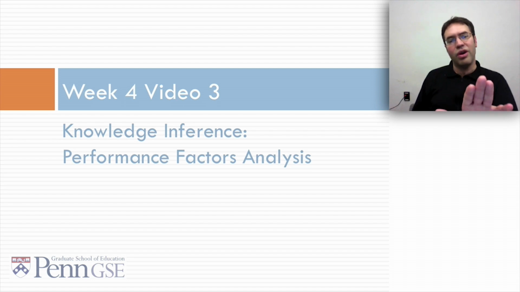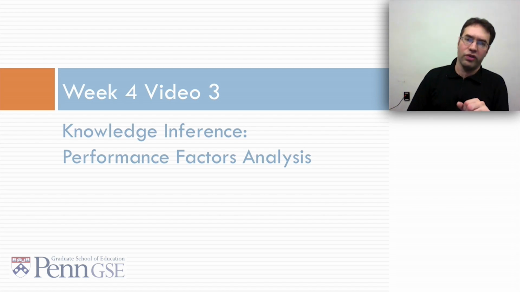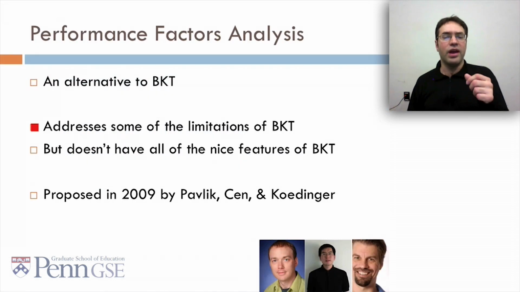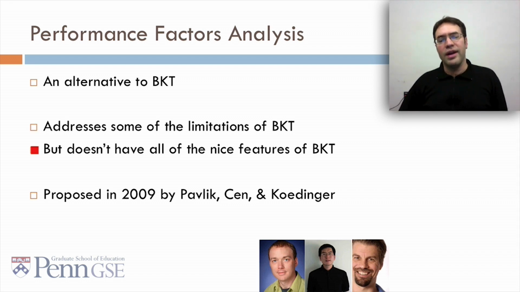Today we're going to continue our discussion of knowledge inference by talking about performance factors analysis, a popular competitor to Bayesian knowledge tracing. PFA addresses some of the limitations of BKT, but it doesn't quite have all of its nice features. There's a real trade-off to be made. It was proposed in 2009 by Pavlik, Cen, and Koedinger.